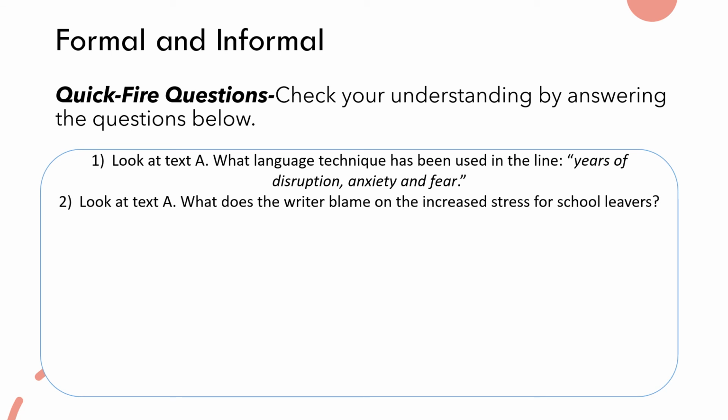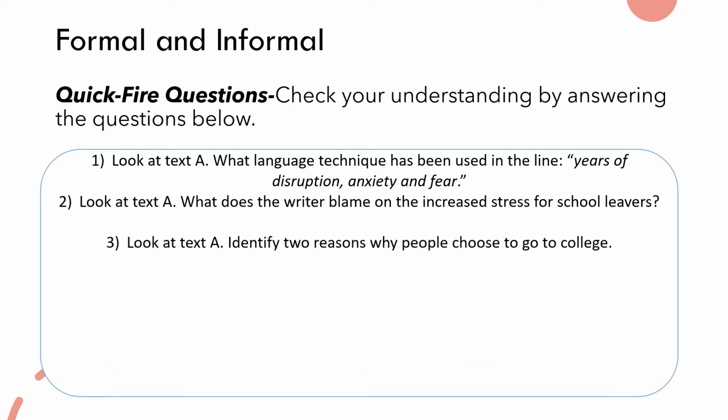Number 2, look at text A. What does the writer blame on the increased stress for school leavers? So if you want to go back, you want to check the source again, please feel free to do that. Number 3, look at text A. Identify 2 reasons why people choose to go to college.